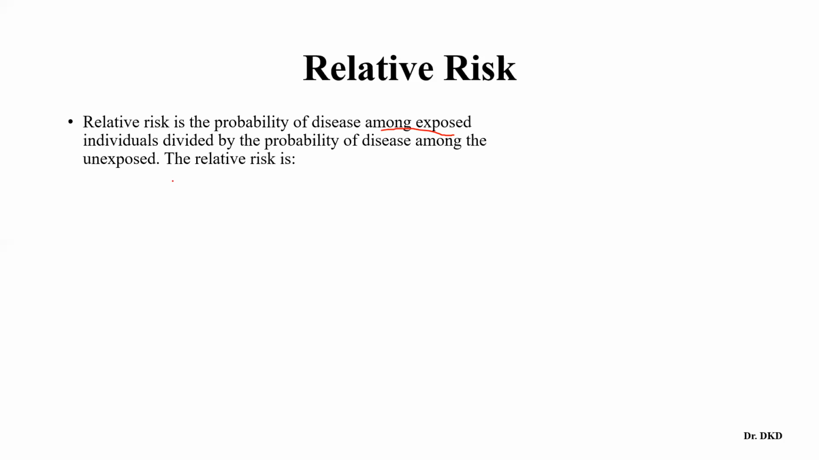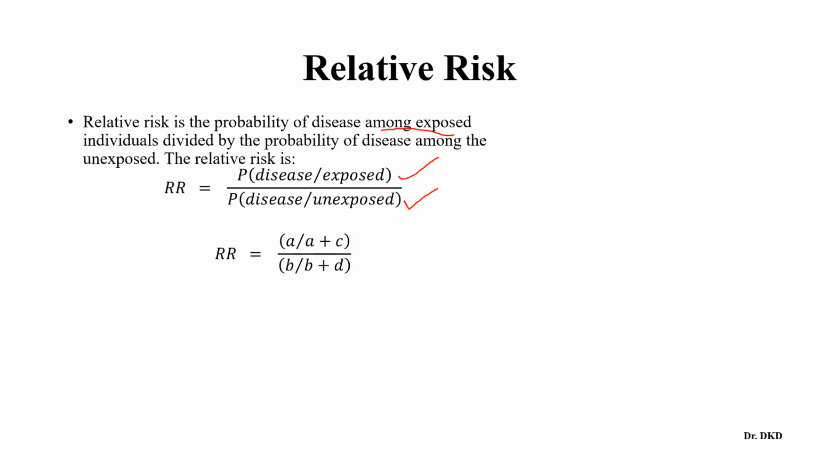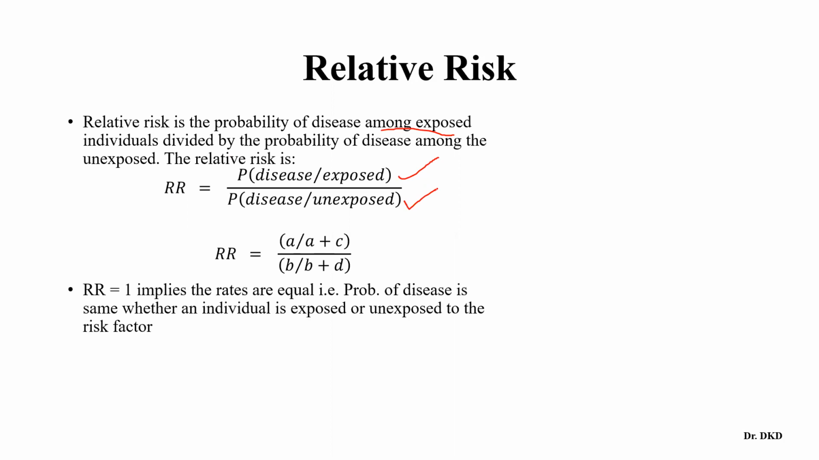So mathematically, relative risk is the probability of disease among the exposed group divided by the probability of disease among the unexposed group. Considering 2 cross 2 tables, as we have discussed also in odds ratio, it is a divided by a plus c, b divided by b plus d.